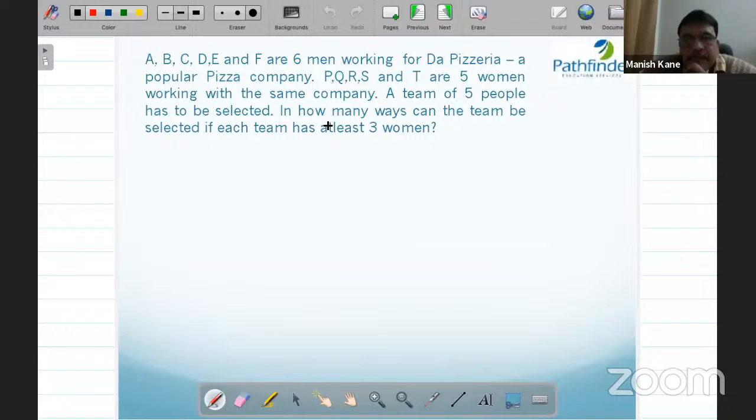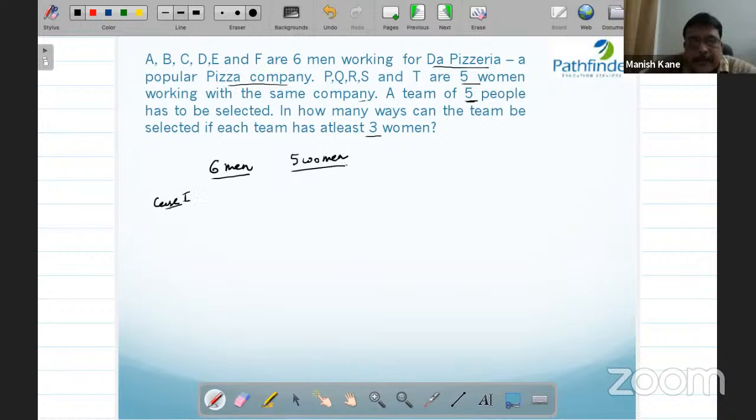See, almost a similar question. A, B, C, D, E, and F are 6 men working for Da Pizzeria, a popular pizza company. P, Q, R, S, and T are 5 women working with the same company. A team of 5 has to be selected. In how many ways can the team be selected so that each team has at least 3 women? So you have 6 men and you have 5 women.